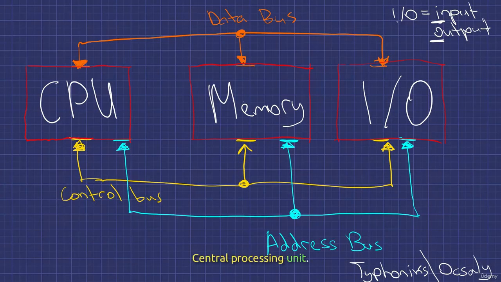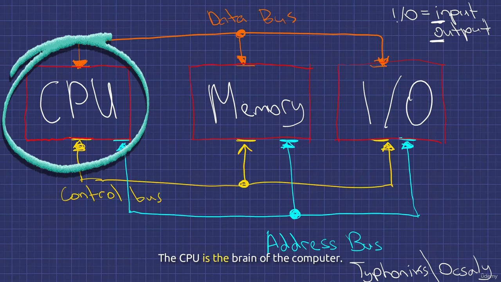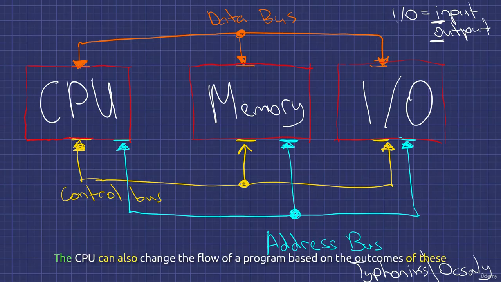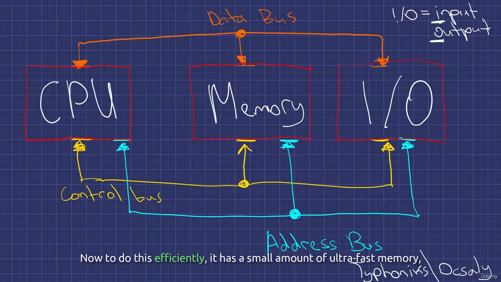Central processing unit. The CPU is the brain of the computer. It controls how data moves between memory and input-output devices. It performs both arithmetic operations like addition or subtraction and logical operations like comparing values or making decisions. The CPU can also change the flow of a program based on the outcomes of these operations. Now, to do this efficiently, it has a small amount of ultra-fast memory, often called registers or cache, for temporary data storage.